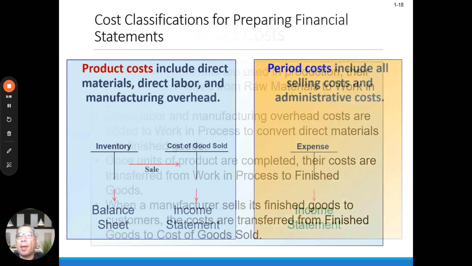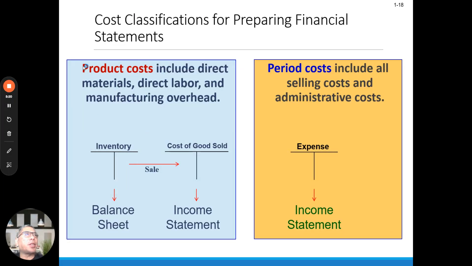Okay. Example of cost classification here. Product costs include direct materials, direct labor, and manufacturing overhead. There's inventory here, which goes into the balance sheet. Cost of goods sold, when there's a sale, goes to the income statement. But the period costs include all selling costs and administrative costs.